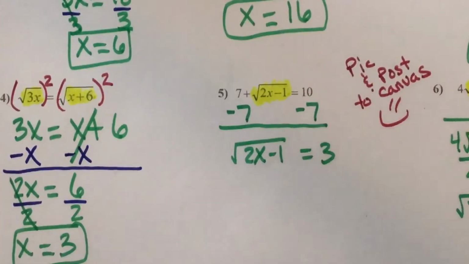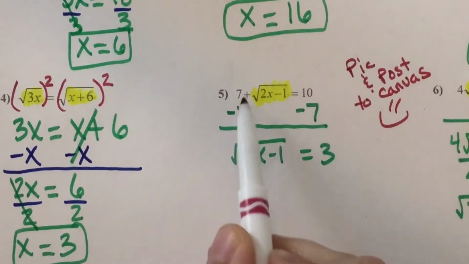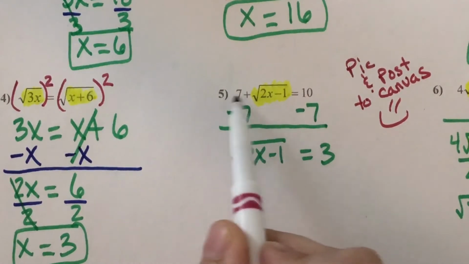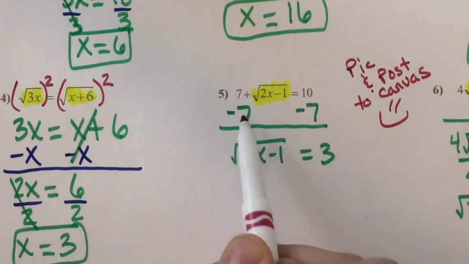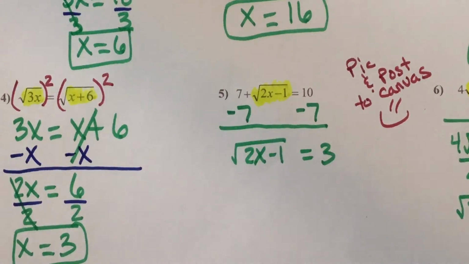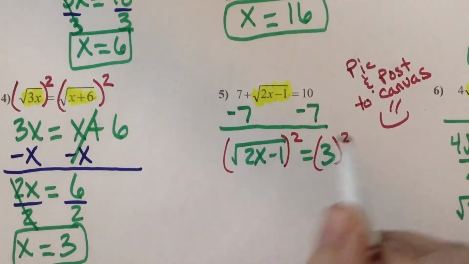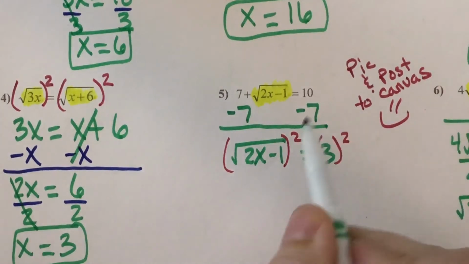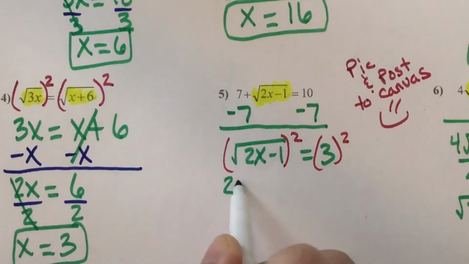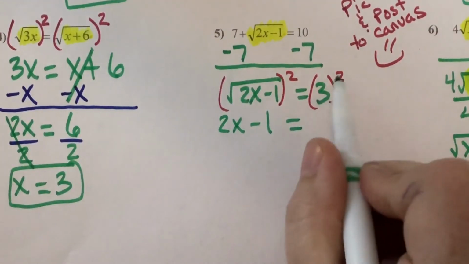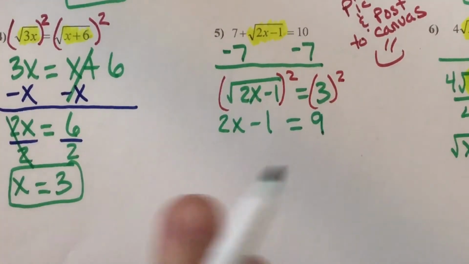So looking at number 5, I started it for you. I got rid of this positive 7 that was in the front by subtracting it because it wasn't smushed. So it's just a positive 7 that you subtract. And then at this point, to remove the square root, you square. So I square both sides. On the left side, the squared and square root cancel, leaving 2x minus 1. And on the right side, 3 squared, 3 times 3 is 9.